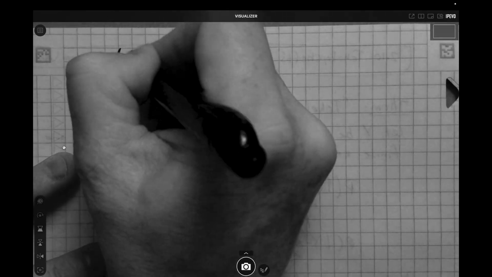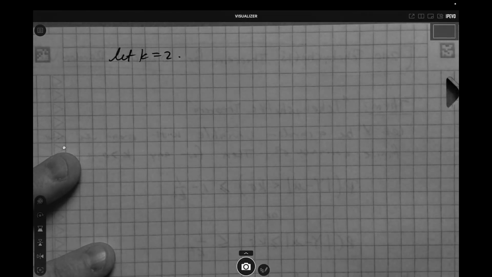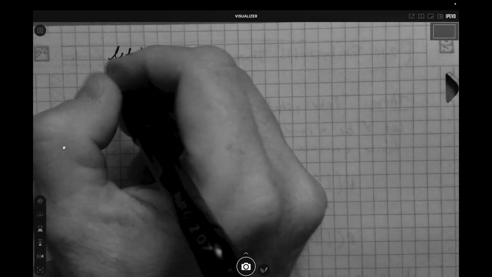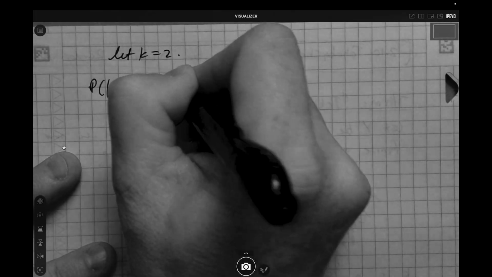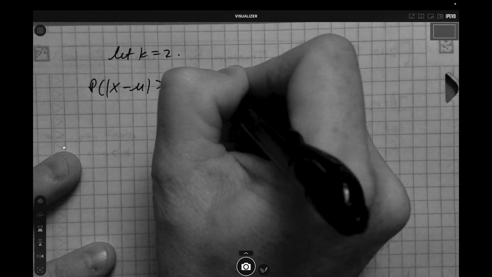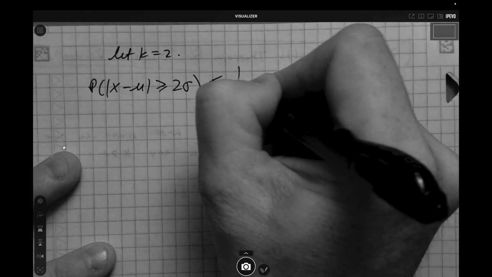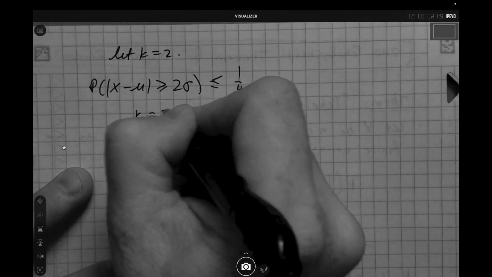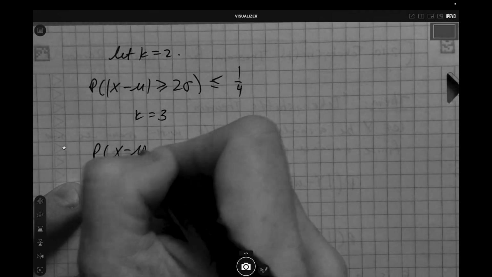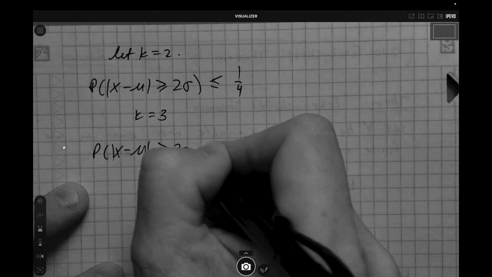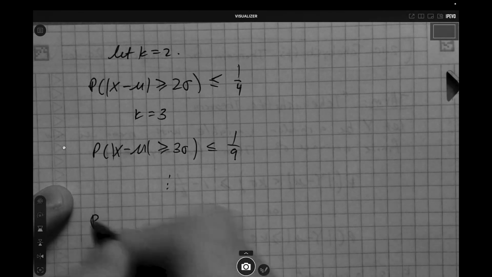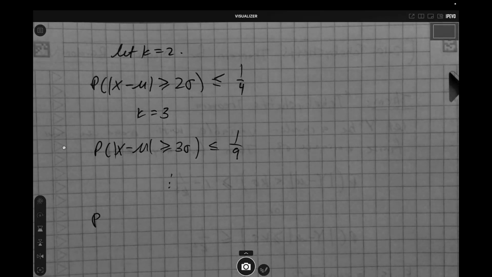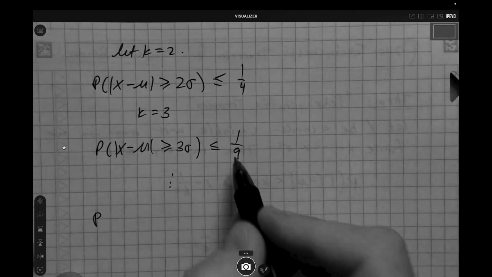So for example, let's say we let k equal 2. Then what we're saying here is that the probability that |x minus mu| is greater than or equal to 2 standard deviations is less than or equal to 1/4. And as k gets larger, the probability that |x minus mu| is greater than or equal to 3 standard deviations is less than or equal to 1/9, right? And so on.